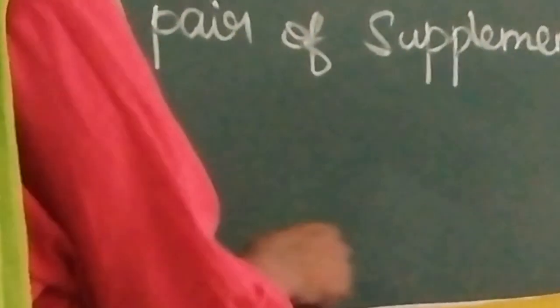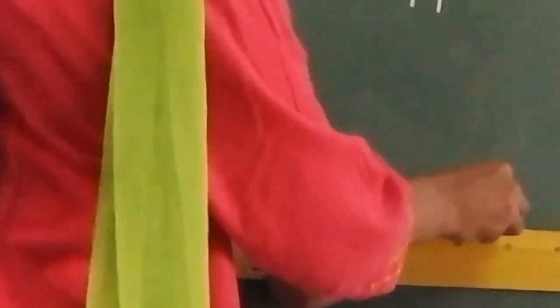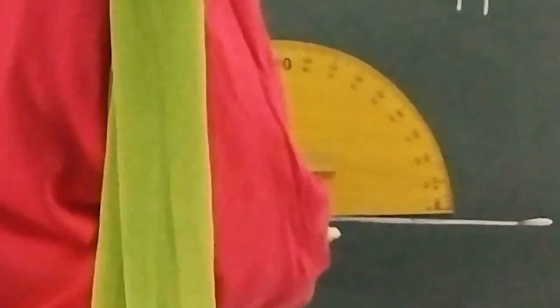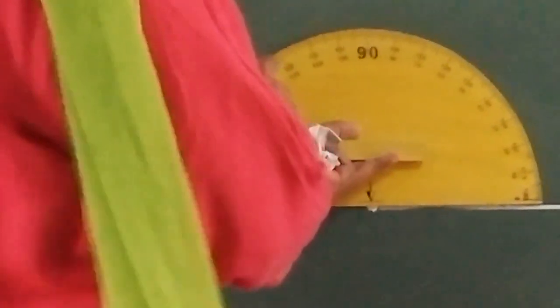Use your scale. Your pencils should be sharp. I think I went wrong here. Just erase. It's here. Now use a protractor. Shall I keep it in between? No, I should keep it on the vertex. Then see that the line is not visible. Then mark 140 degrees.